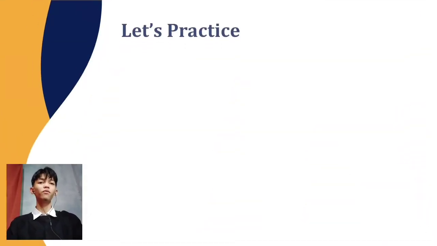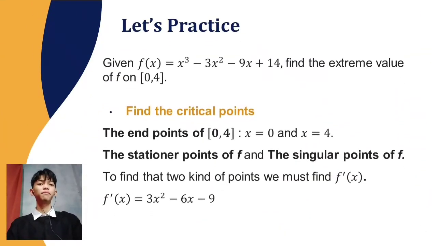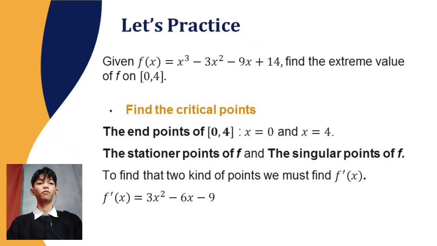Okay, let's try with a simple problem. Given f of x equals x cubed minus 3 times x squared minus 9x plus 14, find the extreme value of f on the closed interval from 0 to 4. The first step is to find the critical points of f.